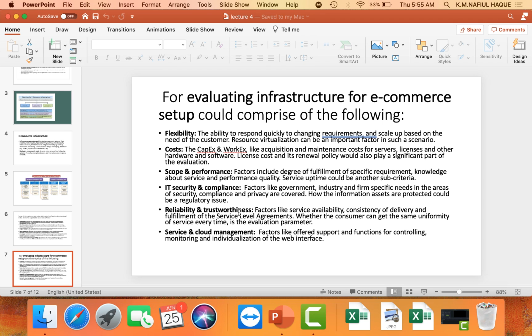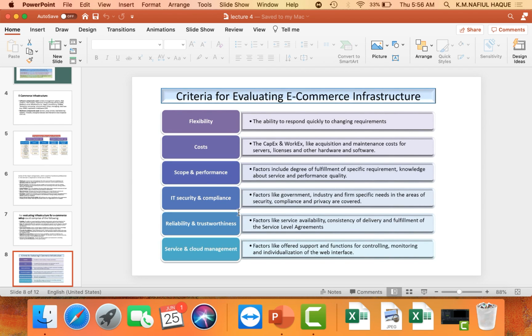Service and cloud management factors include offered support and functions for controlling, monitoring, and individualization of the web interface. We are using diverse types of technologies, or different combinations of technologies, and how easily accessible they are by using different types of tools and technologies. Criteria for evaluating e-commerce infrastructures. This is a really good presentation.